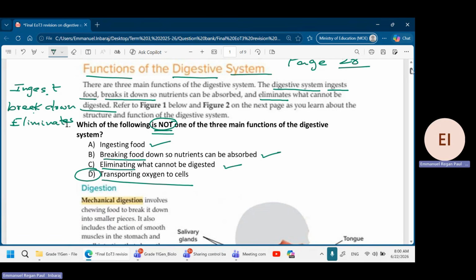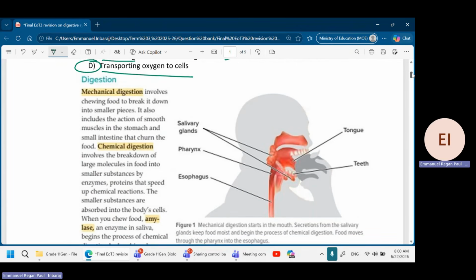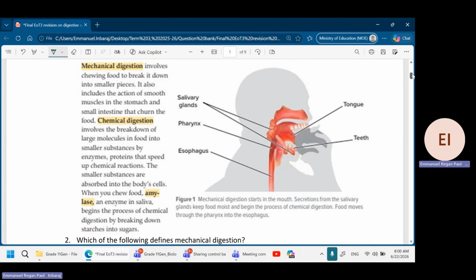Now let's move on to the second one, again from page number 28, where they give you a picture as well. Try to learn the parts first. These are the teeth, that's number one. Number two, you have the tongue. And on the side, near the ears and under the tongue, you will have a structure called the salivary glands.